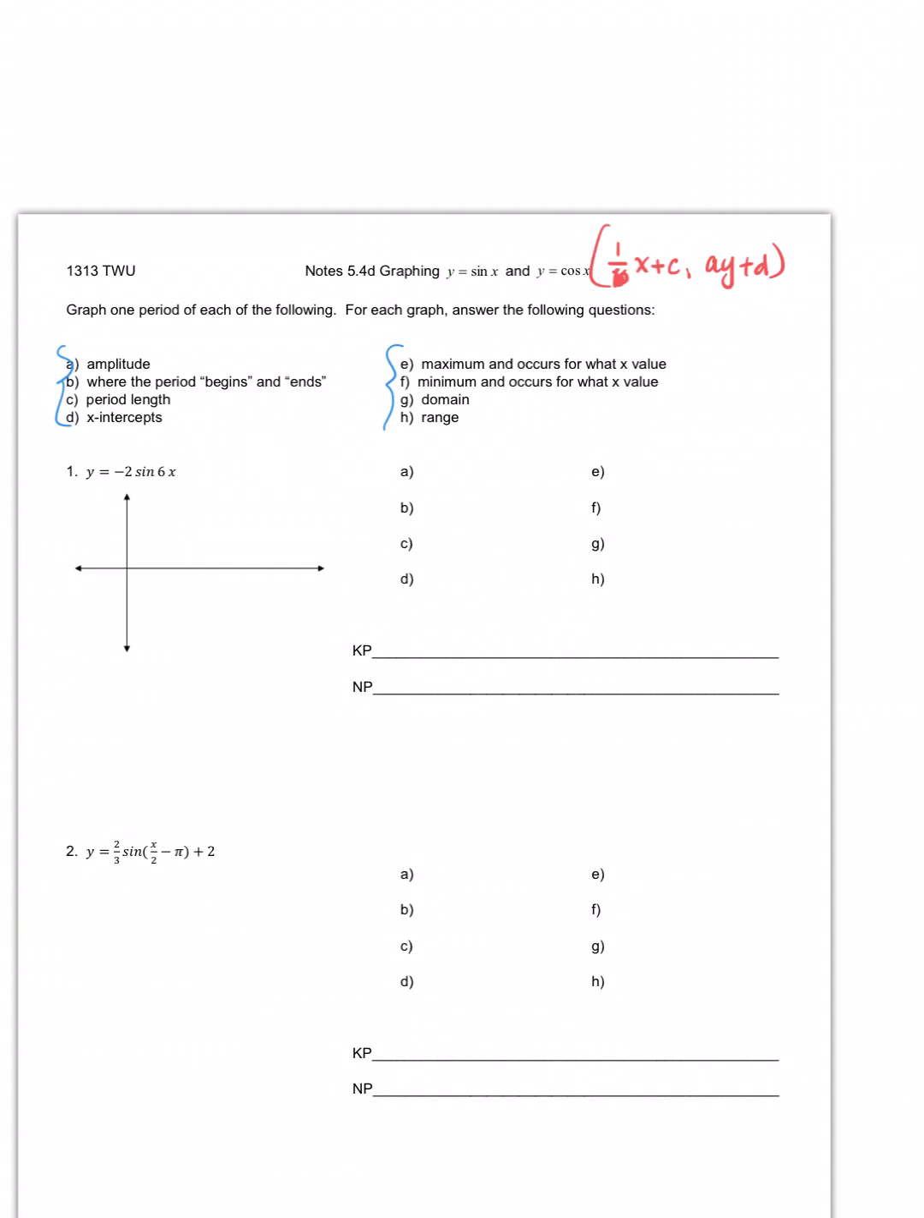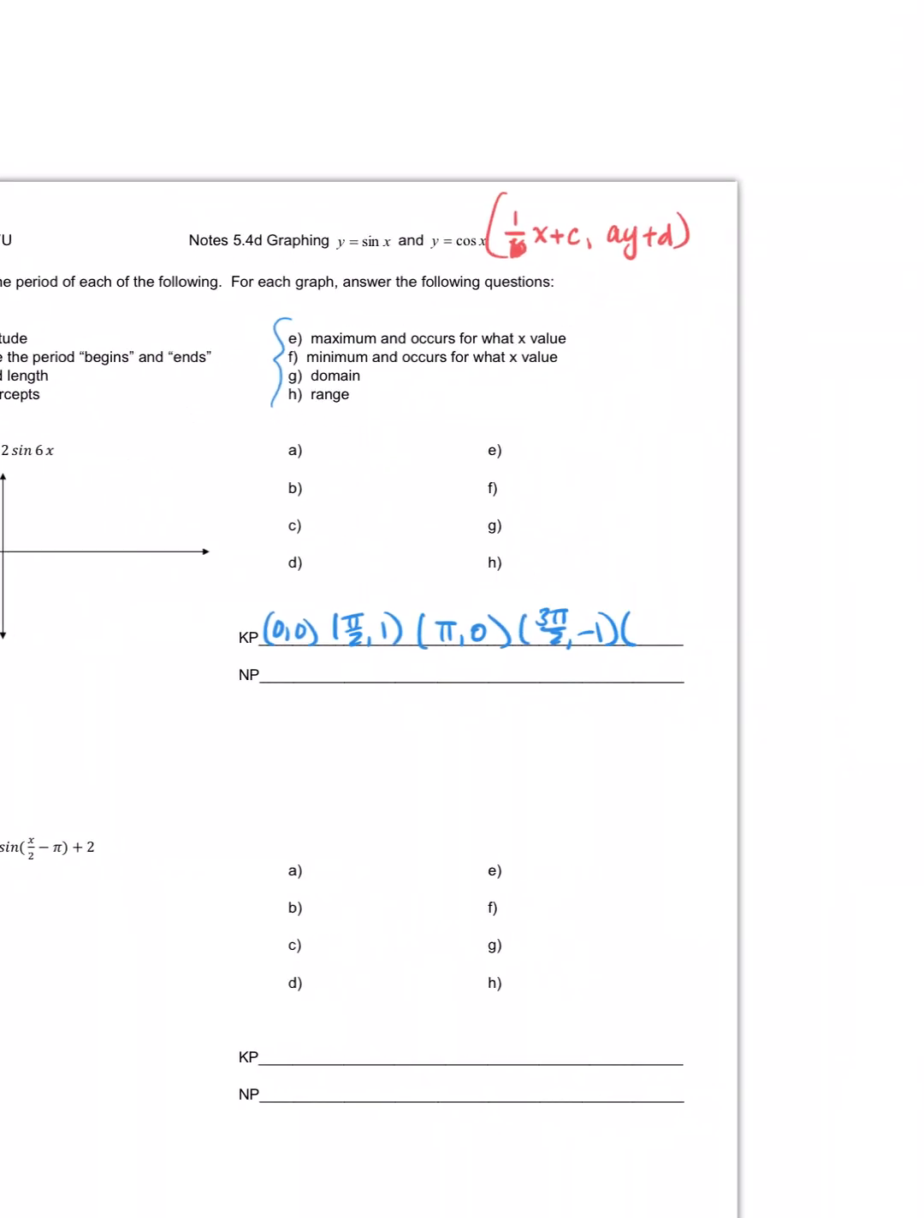Okay, so the first one, I recognize this is a sine function, so I'm going to take the time and do my sine points. I know that sine starts at 0, 0, pi over 2, 1, pi, 0, 3 pi over 2 goes to negative 1, and then at 2 pi, we're landing back at 0.